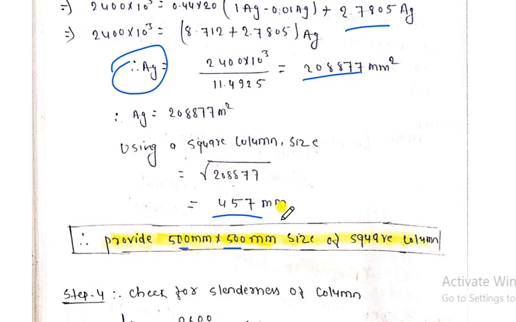So from here we got an idea that the column size should be 500 into 500, right, as it is a square column. We're going to design it as a square column, right. So from here we got the size of the column.